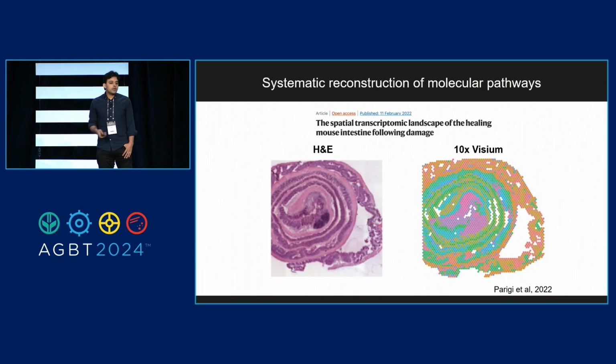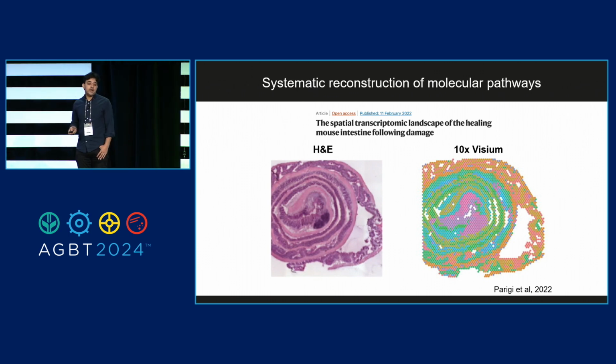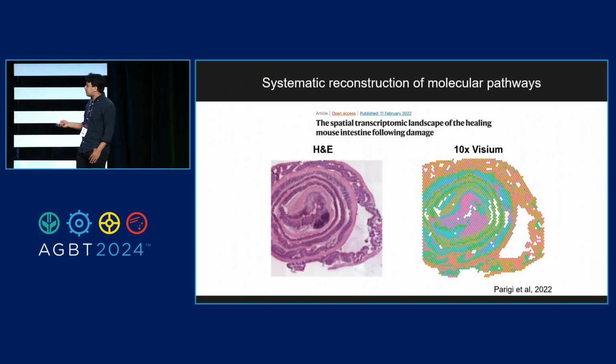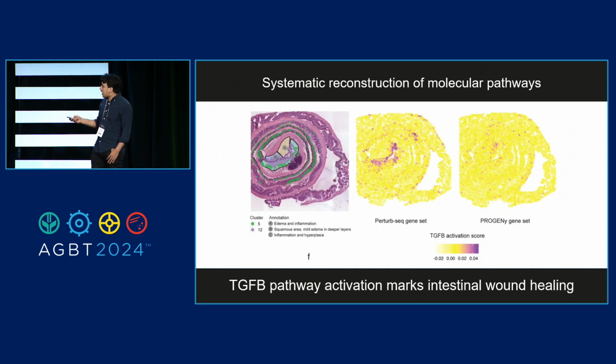I'll just show you one other brief vignette. This is now looking at spatial data. This is actually from Joakim Lundeberg's lab. They were looking at a mouse model of colitis, and they were looking at the healing intestine. They generated some very nice data where they have, of course, H&E stains that are annotated by a pathologist, and also data with the Visium platform. And what they found is that there's a very specific region of the intestine where wound healing was taking place, where they identified this inflammation and hyperplasia.